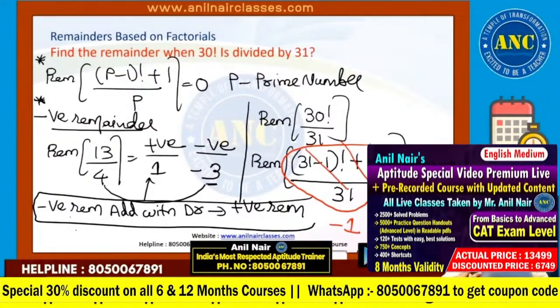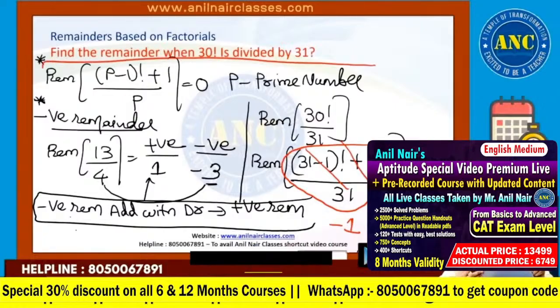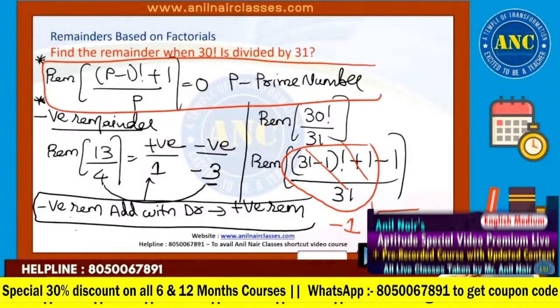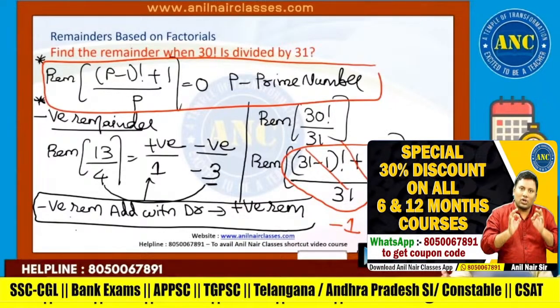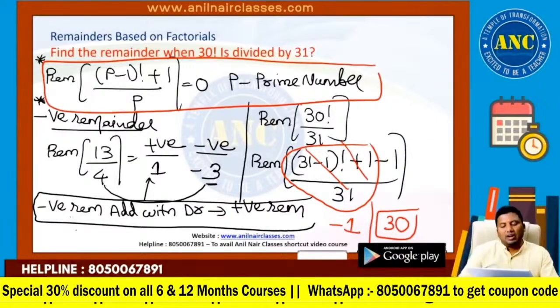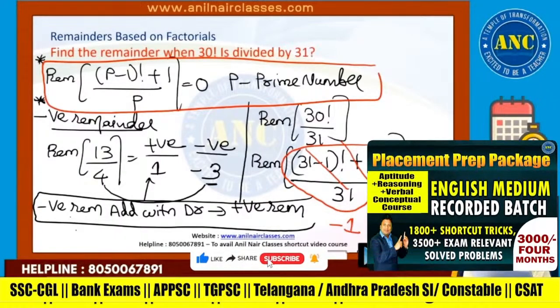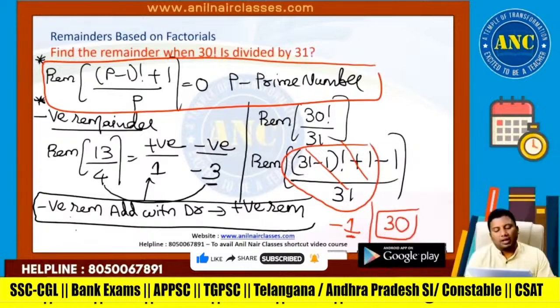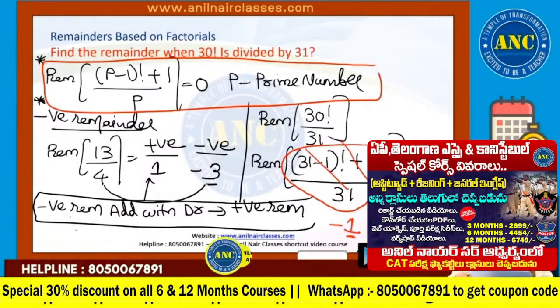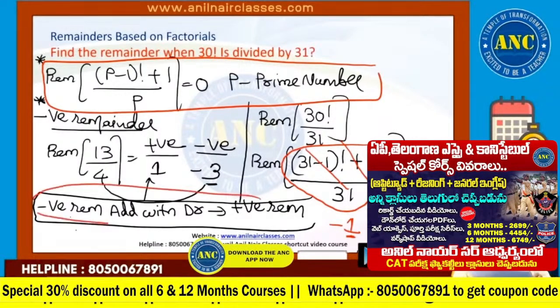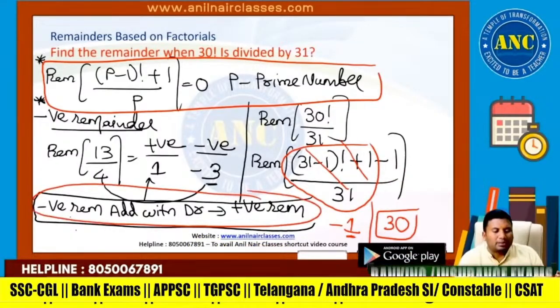I hope it is clear. Remainder when P minus 1 factorial plus 1 when divided by P is 0 when P is a prime number. So 30 factorial is 31 minus 1 factorial plus 1 minus 1. P minus 1 factorial plus 1 divided by P is 0. Negative remainder minus 1. Positive remainder will be 30. Whenever you get the negative remainder, add it with the denominator to get the positive remainder.